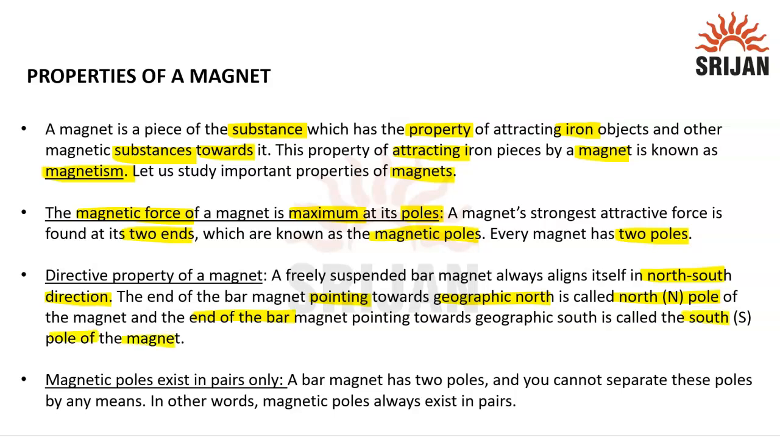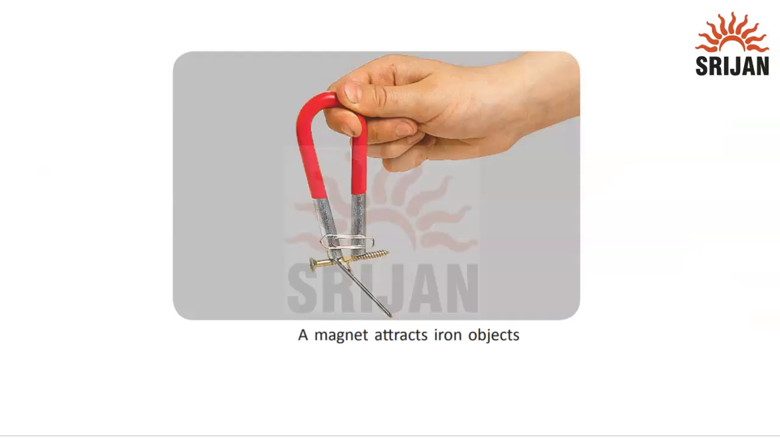Magnetic poles exist in pairs only, meaning if there is a north pole then there has to be a south pole. A bar magnet has two poles. We can't separate these two poles by any means. In other words, magnetic poles always exist in pairs. If there is a north pole, then there has to be a south pole. Similarly, if there is a south pole, then there has to be a north pole. So they exist in pairs only.